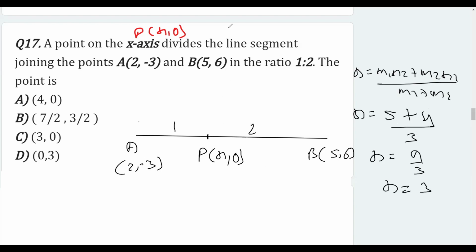So replacing this x here with 3, we can get the required coordinate as 3 comma 0, right? And 3 comma 0 is option C. So we get C as the correct option.